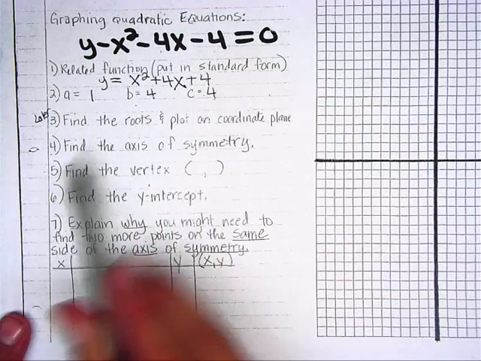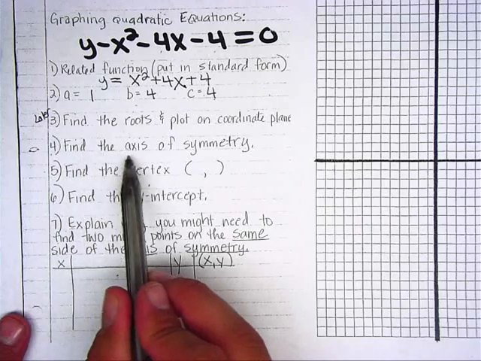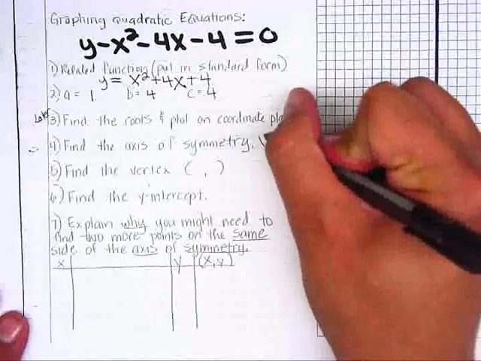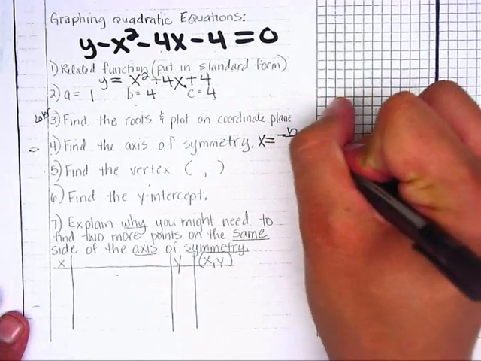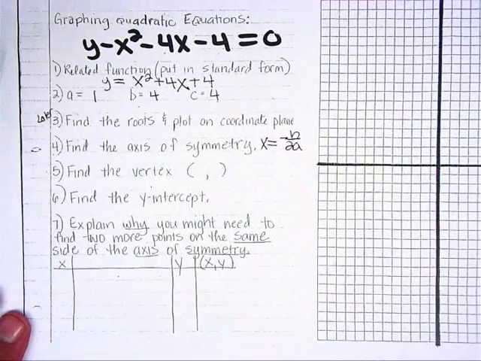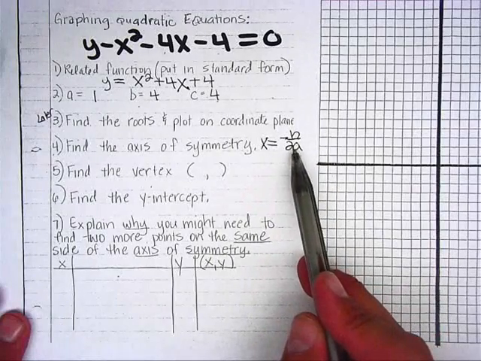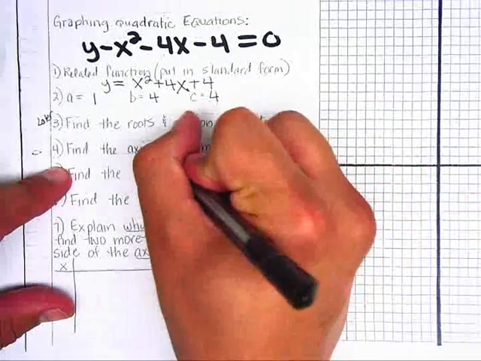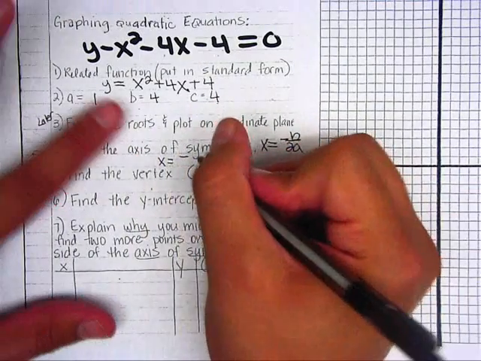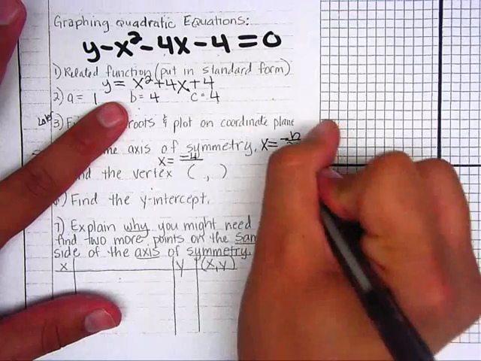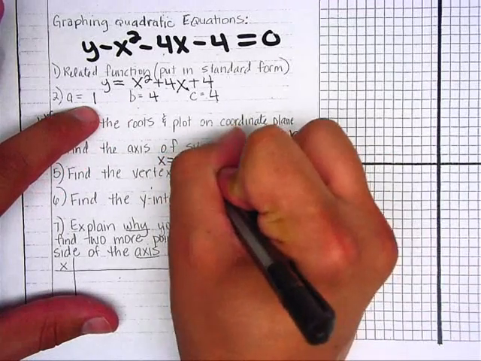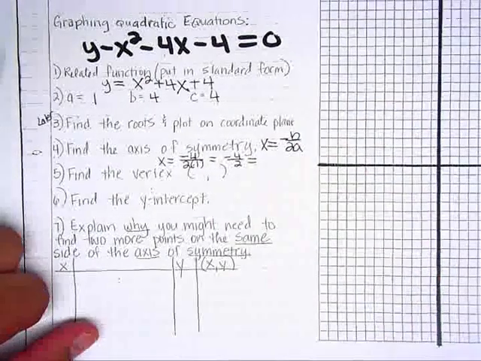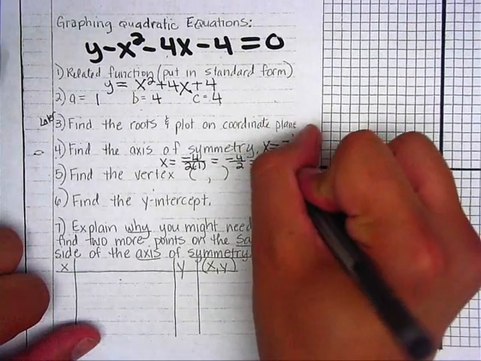After we find a, b, and c, what we should do next is to find the axis of symmetry. The equation for the axis of symmetry is x is equal to the opposite of b over 2a. This equation should be memorized. So when I plug in, x equals the opposite of b, b is 4, over 2 times a, which is 1, which is equal to negative 4 over 2. Negative 4 divided by 2 is equal to negative 2.